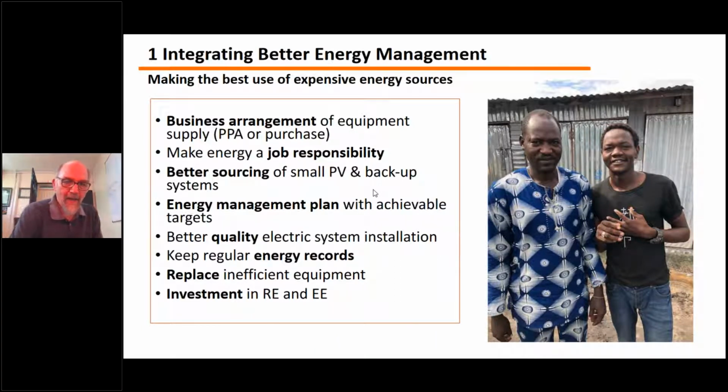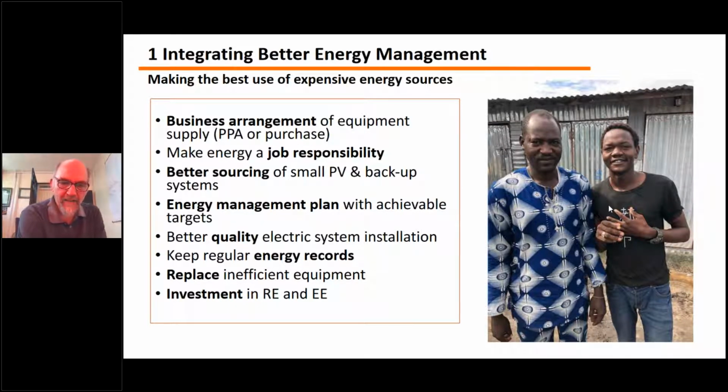Next slide, yeah. So just a little bit of details on that. How do we integrate better energy management? Well, there needs to be a business arrangement between the supplier of equipment. So that company, it's either a PPA, pay-as-you-go, or a purchase, but the business that sells has to be around and has to say, okay, we're going to support that. Secondly, make energy a job responsibility. It might not be a full-time responsibility, but someone in that humanitarian sector office has to have the job responsibility of taking care of the solar systems, just like they do for transport and managing generators.